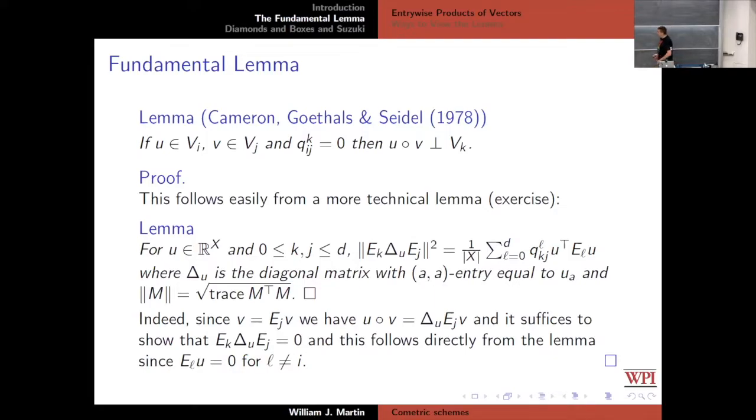And once you have that formula, now if I let u be this element of the ith eigenspace, and v is in the jth eigenspace, then v is equal to E_j times v. And now I just take this equation and multiply both sides on the left by Δ_u, the diagonal matrix. That's the same thing as the entry-wise product of u on the left, and multiply by E_k. And it turns out that that must be 0 because the only thing that shows up here is l equal to i, because u is actually in the ith eigenspace. Okay, so this comes out very quickly.